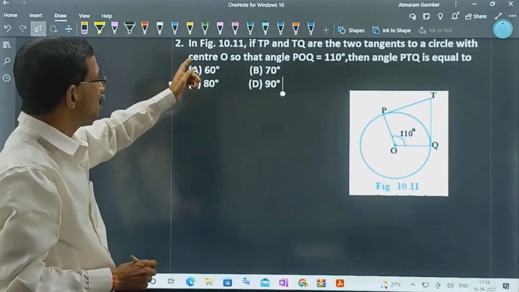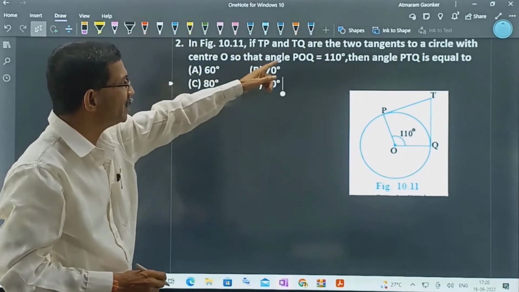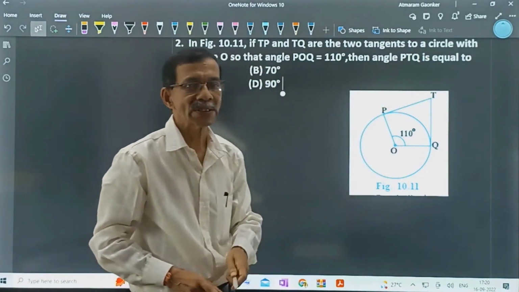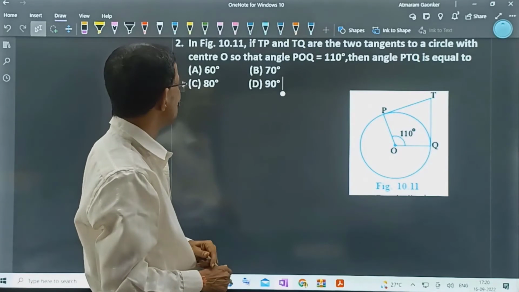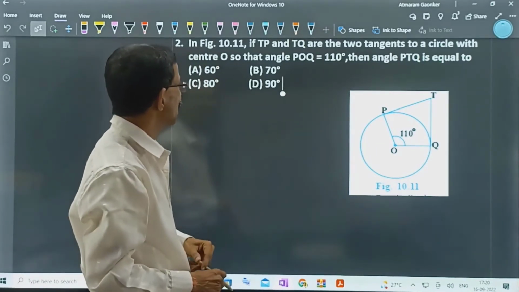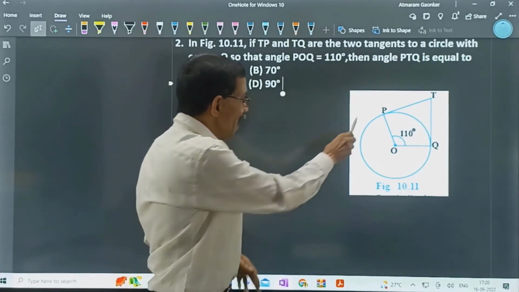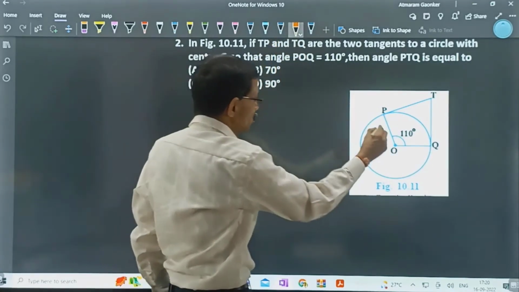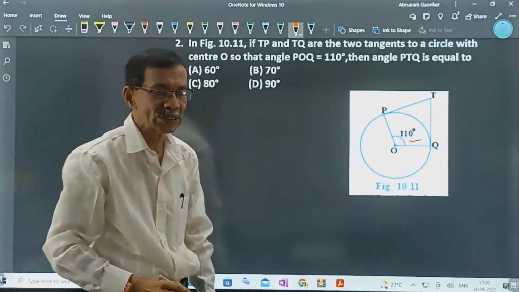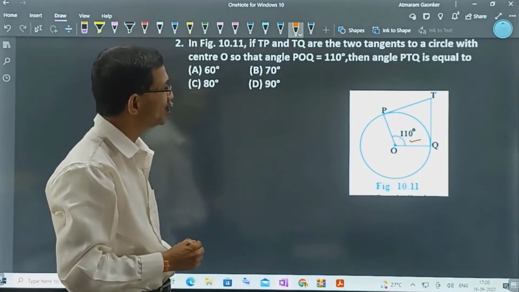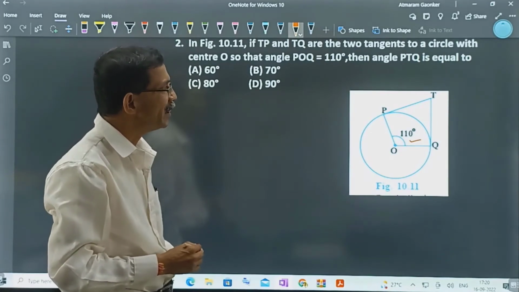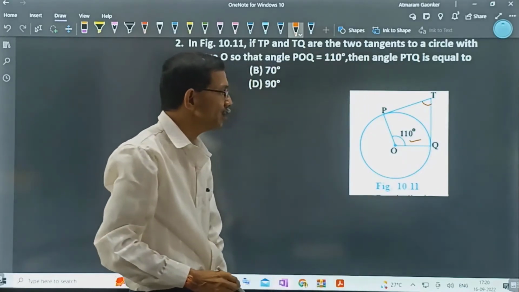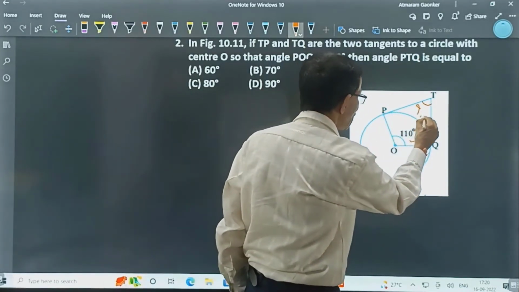So let's begin. In this figure, TP and TQ are two tangents given to a circle with center O. O is the center. The angle POQ is 110 degrees, already marked. So this angle is 110 degrees, which is given, and you are asked to calculate the angle PTQ, and angle PTQ is this one. So this angle is asked, PTQ is how much?